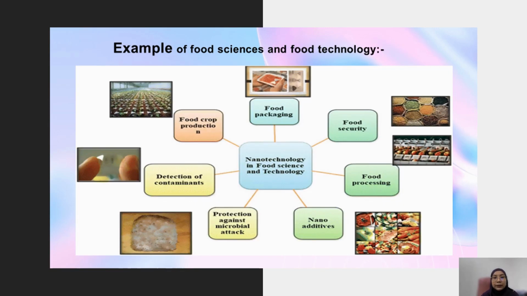Some examples of food science and food technology here: food packaging, food security, food processing, nano-additive, which is an additive to the foods to prolong the shelf life and protect against microbial attack, the way we want to reduce and eliminate the microbial, detection of contaminations, and food crop productions.